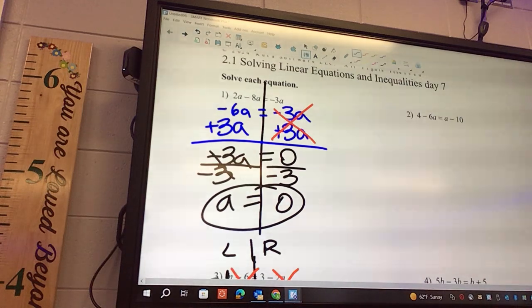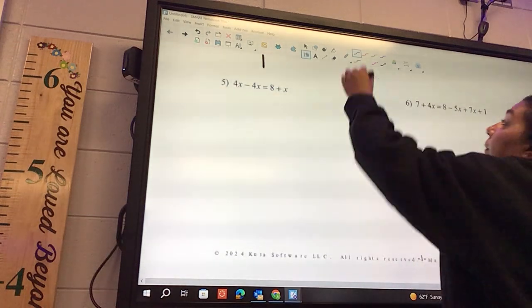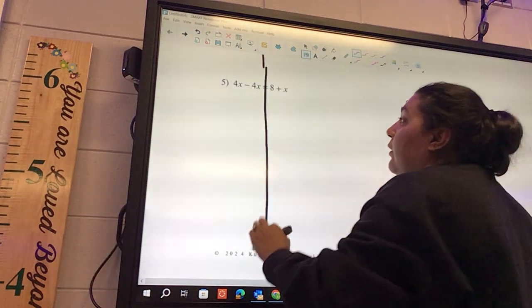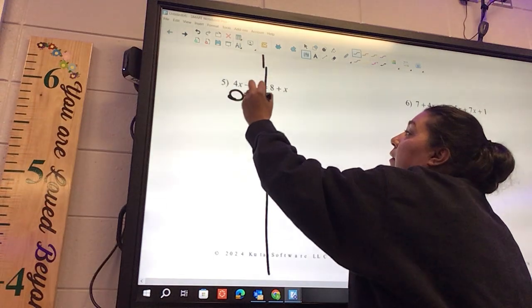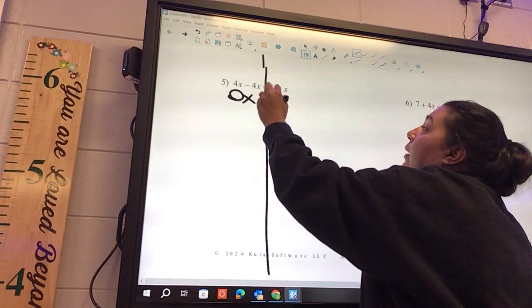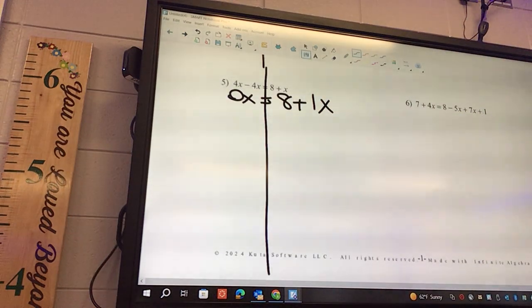That's long. Okay, last one, number 5. Are there parentheses? No, there's not. So then what do we check for next? Combine. Can we combine anything? So we can only combine on the same sides of the split, by the way. So 4 minus 4, 0x. And negative 8 plus 1x. And I put a 1 in front of that x.